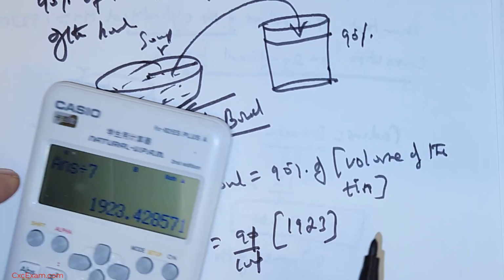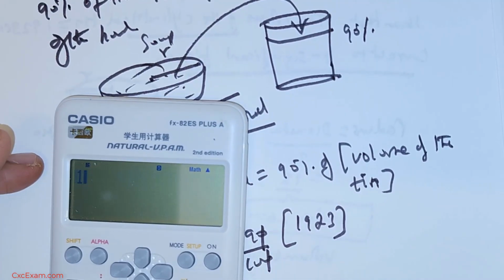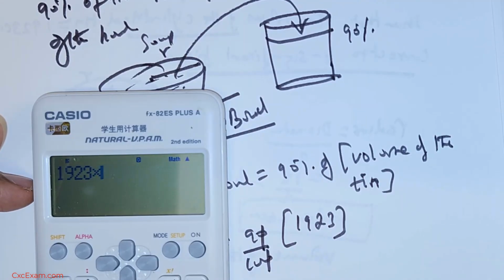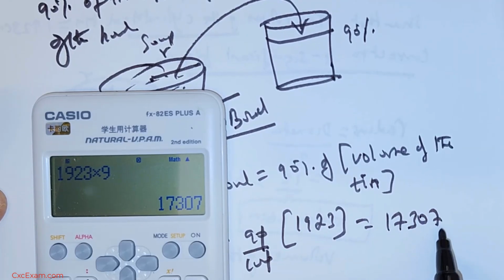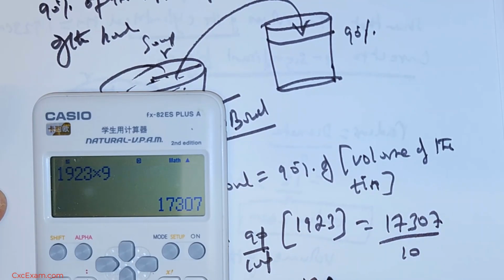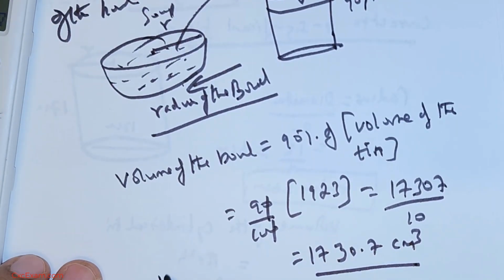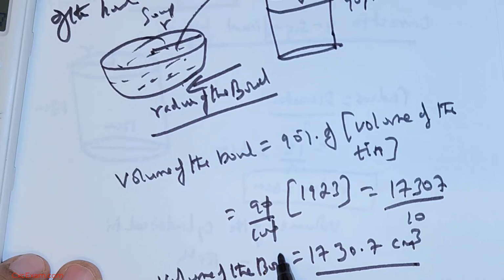Now I'm going to multiply 1923 with 9, and I get 17307 divided by 10, which is 1730.7 cm cubed. So what is this? This is the volume of the bowl.